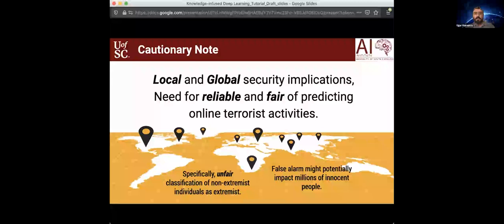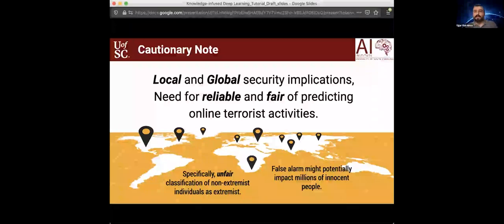We need to remember here, whatever model we come up with, let's say one social media company or platform uses some machine learning model that they create and deploy in their platform, it is going to have some local and global security implications. For that reason, we need to have reliable and fair models to predict online terrorist or extremist activities. What we mean by that is, as I said before, your model is going to have some misclassifications or errors, right?